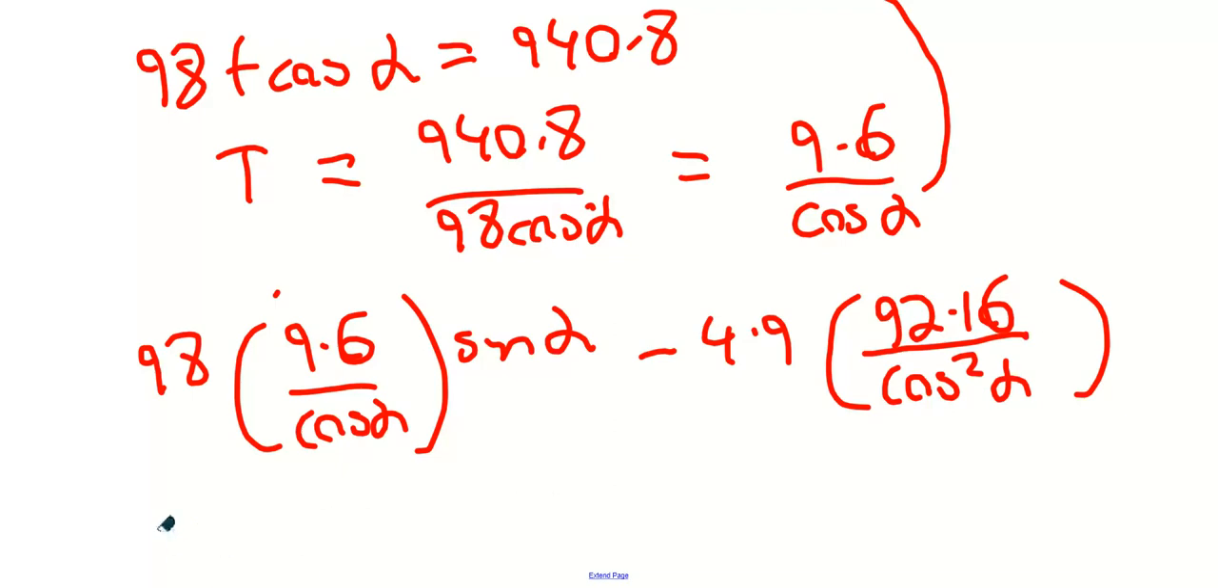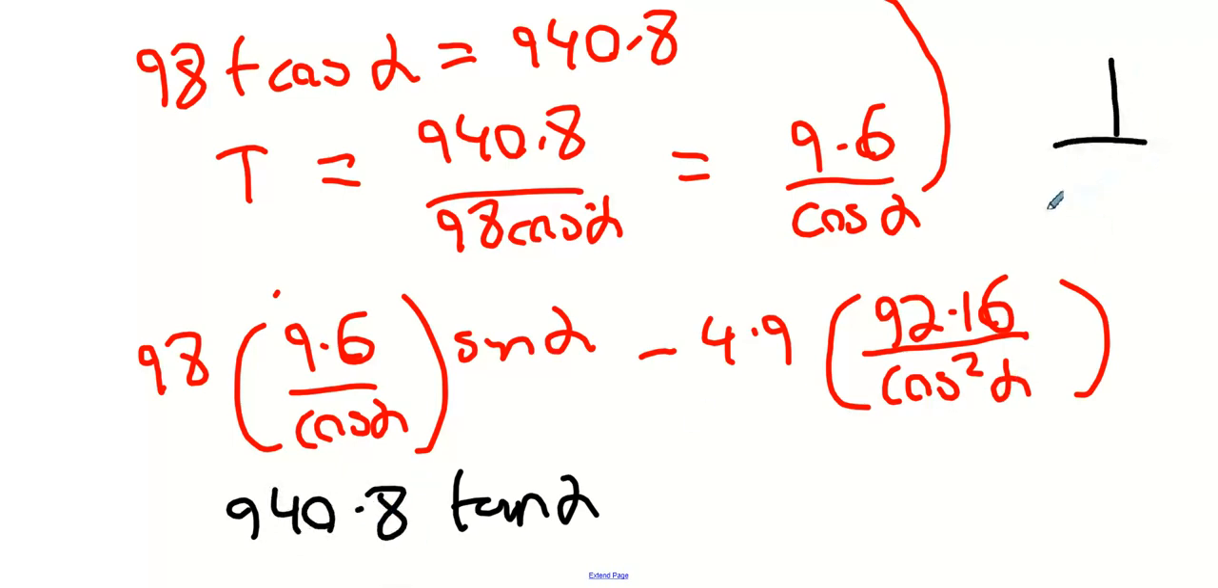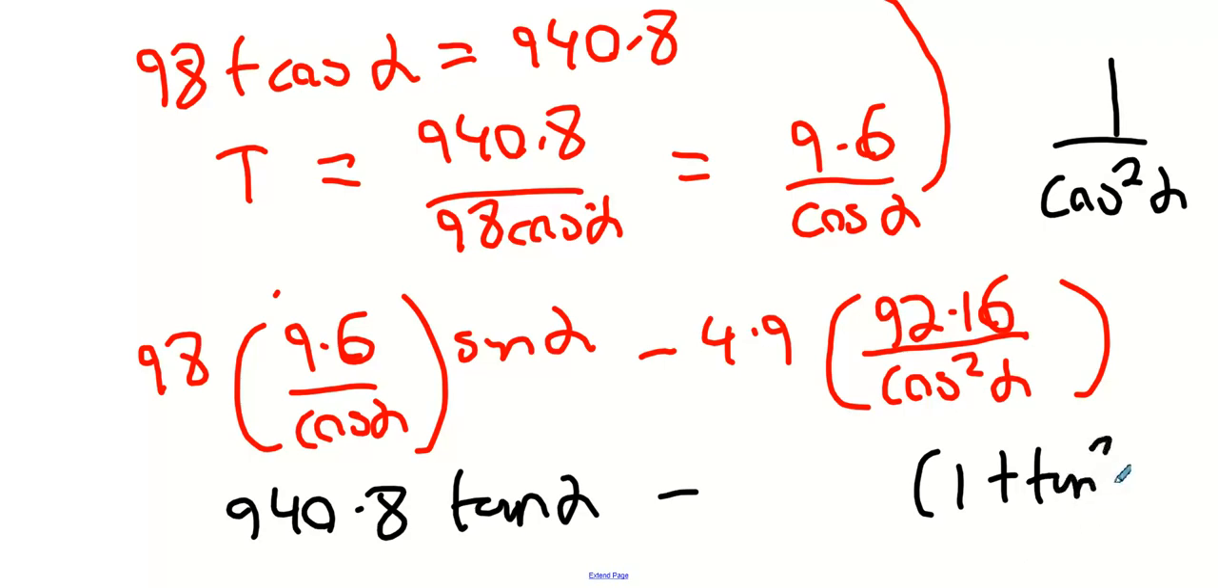What's sine alpha over cos alpha? Tan A. What's 9.8 times 9.6? 940.8? What's 1 over cos squared A? What's the substitution for that? It is secant squared A, which is 1 plus tan squared A. What's 4.9 times 92.16?